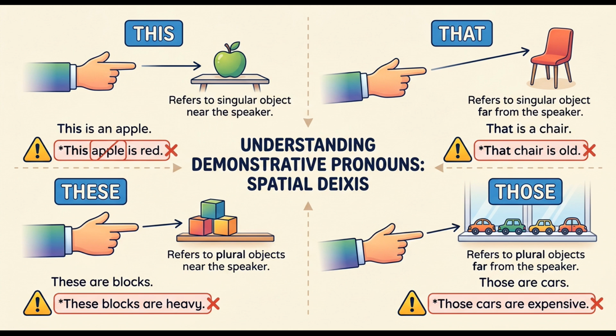Let's understand demonstrative pronouns, which we use to point at specific items. The words this, that, these, and those help us identify exactly what we are discussing. A key rule to remember is that you should never place a noun immediately after these pronouns. For example, we say, "This is mine," not "This book is mine," if we want to use it as a pronoun.